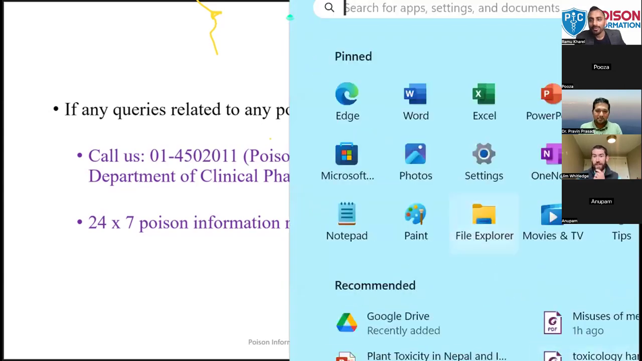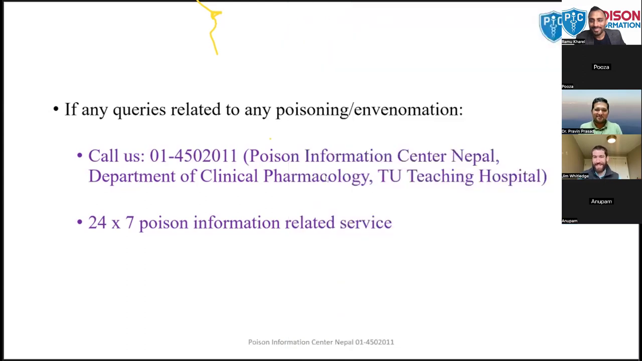I loved your talk, Dr. Pravin. That was wonderful. And I love the discussion of mushrooms and datura, which I think is a beautiful plant. And I have some in my garden here. That's great. Okay, I think that's all.